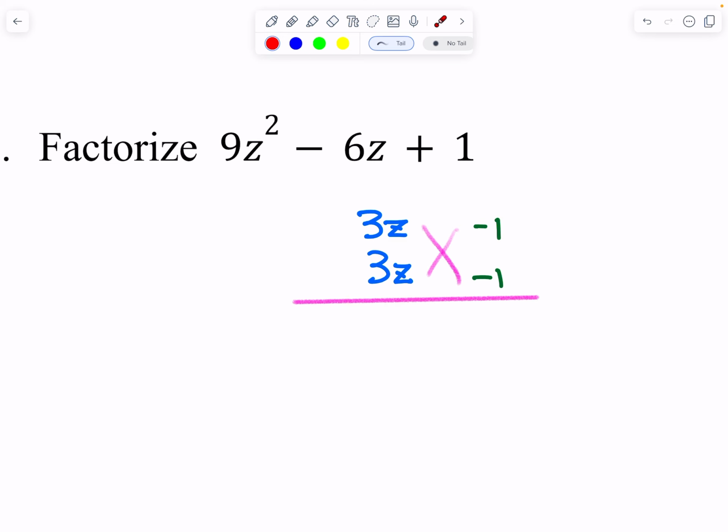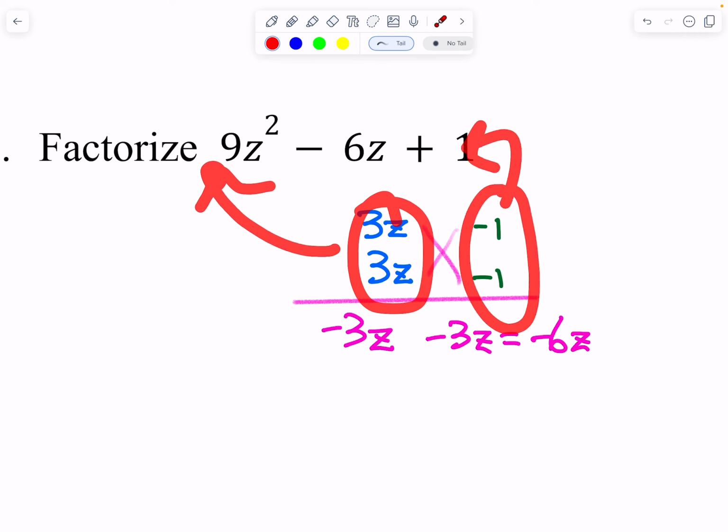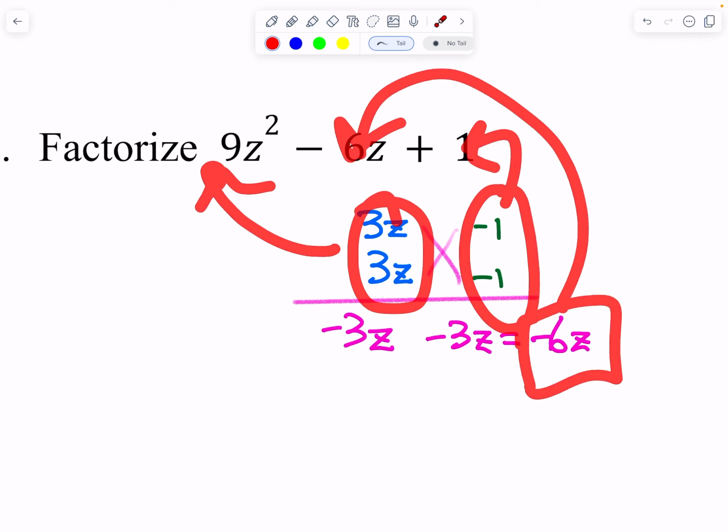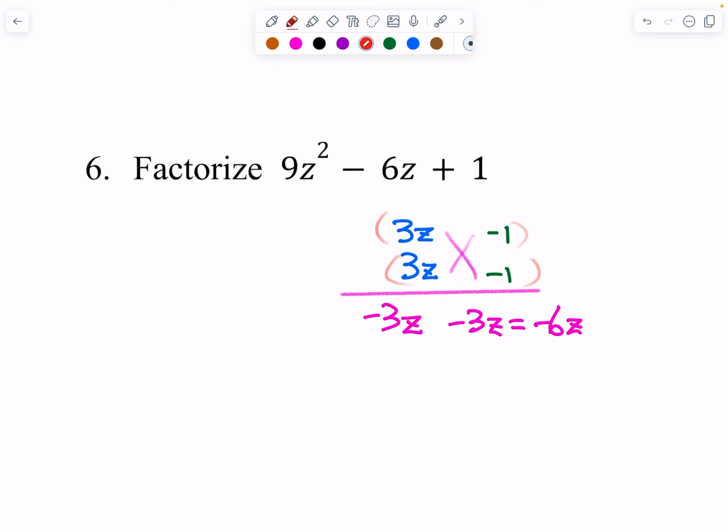1 times negative 3, negative 3z. 3z times negative 1, negative 3z. Oh! Negative 3 minus 3, negative 6z. This matches. The final answer matches the one in the middle. So that means this is correct. And if this is correct, put a bracket. Put a bracket. Put a bracket.